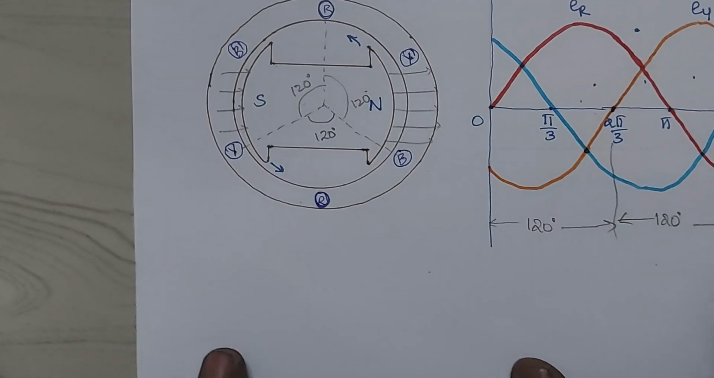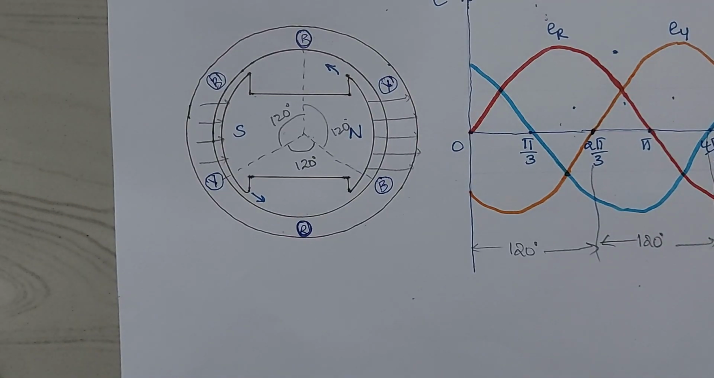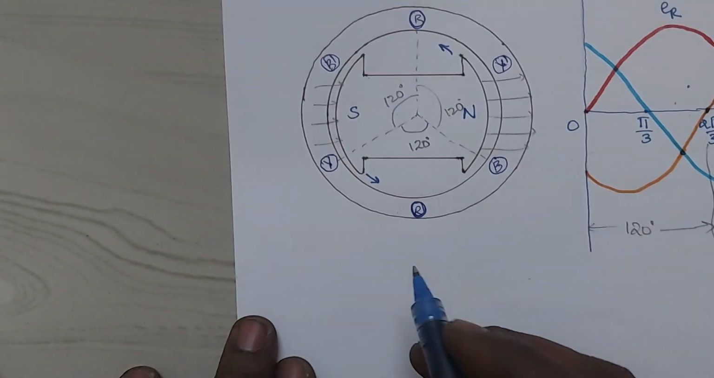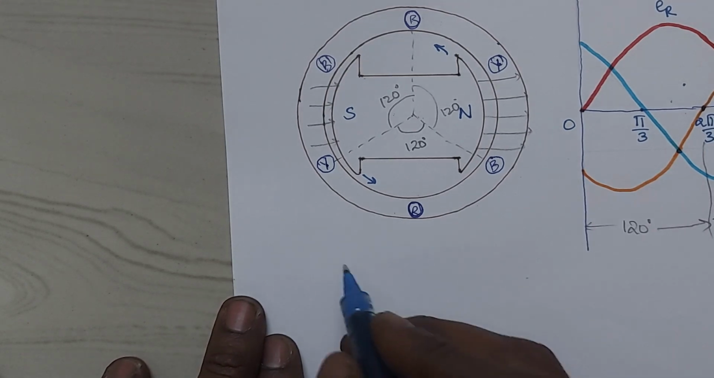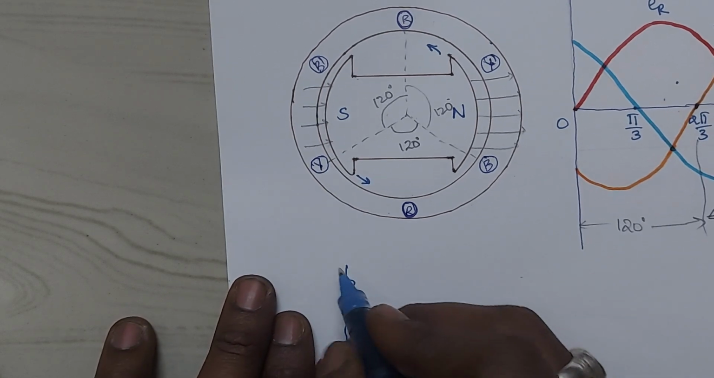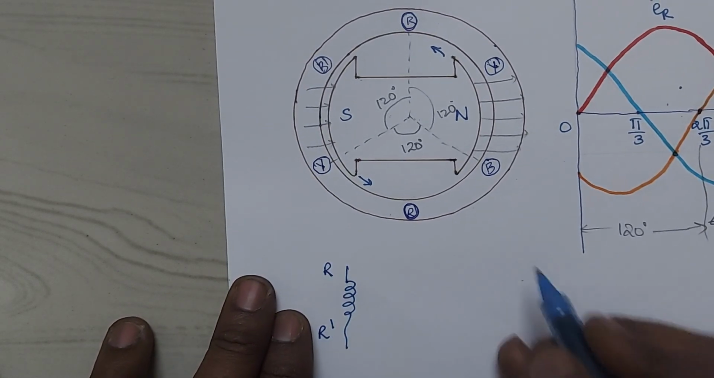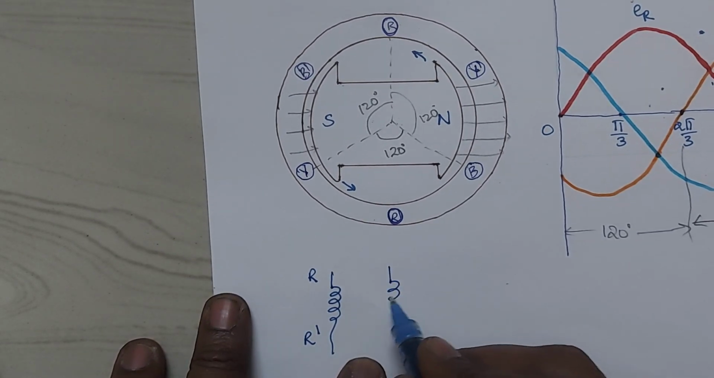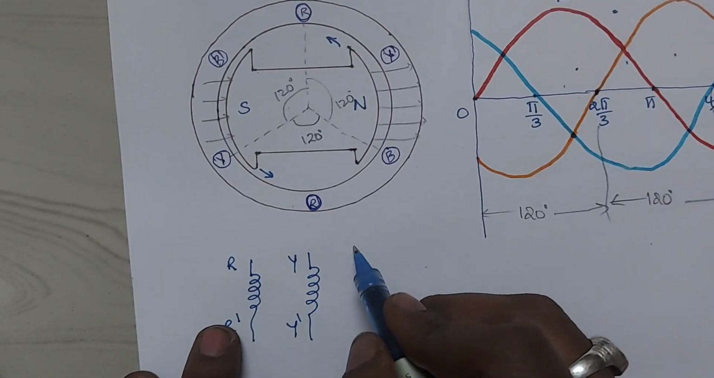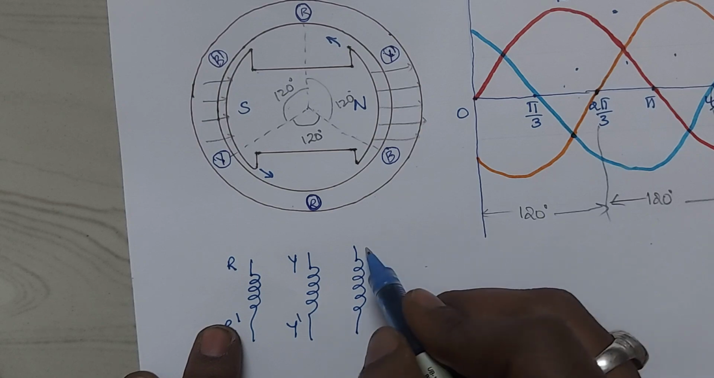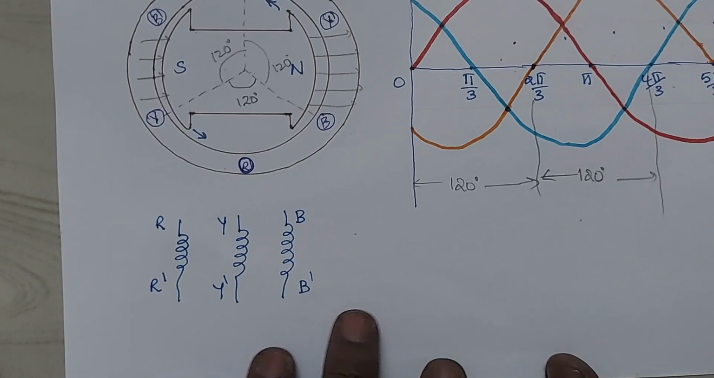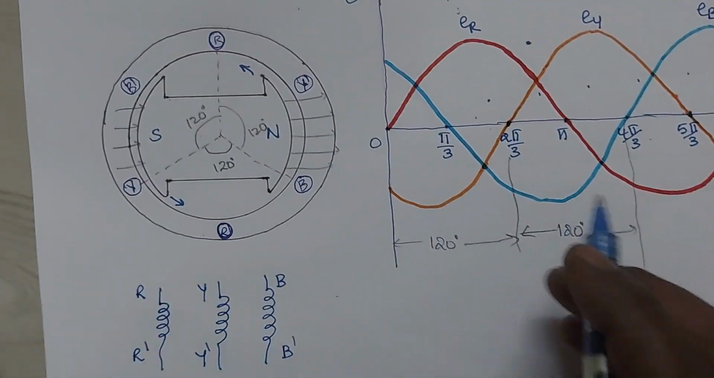Now I want to represent in a circuit point of view how I want to represent the waveforms. Since three phases are there, now three coils are there here. So that's why the three coils, this is a R phase coil, this is a R dash, and this Y and Y dash. Now this is a B and B dash.